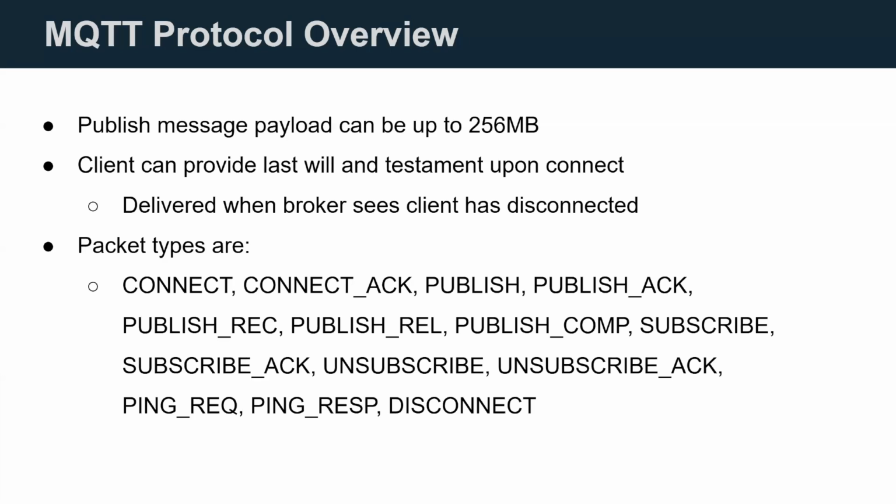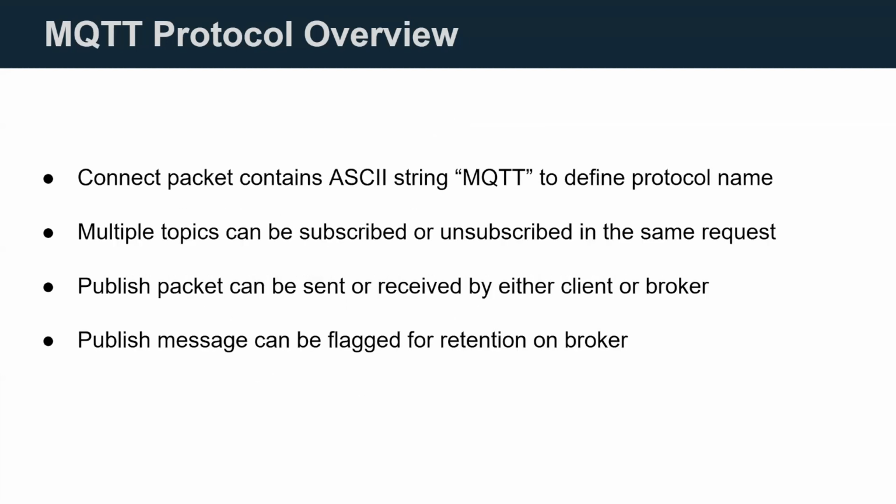Also, as you can see, there are only 14 packet types for the 3.1.1 protocol. So packet sniffers like Wireshark are aware of MQTT traffic by the packet header. And it can be very useful for a client application to send a single subscribe packet on initialization and be notified of messages from multiple topics.